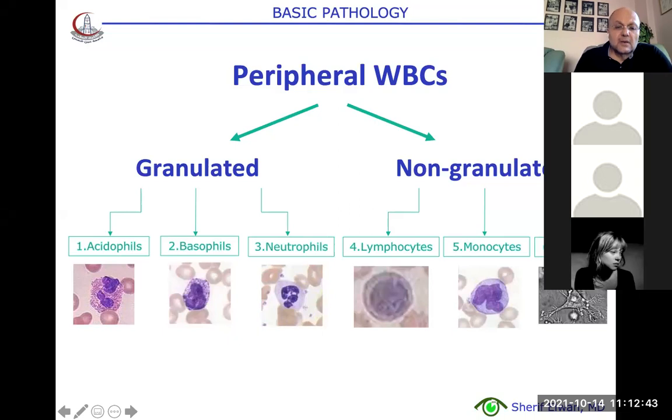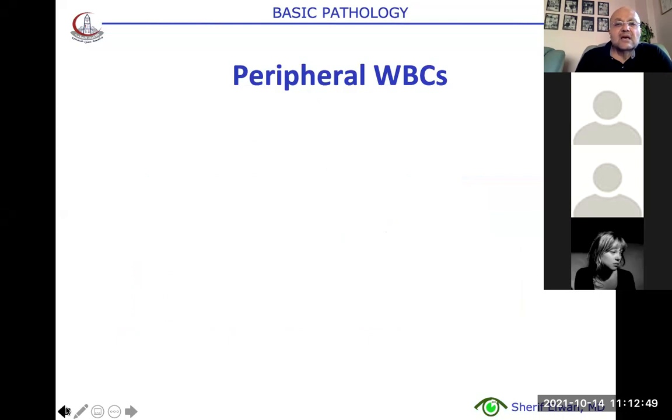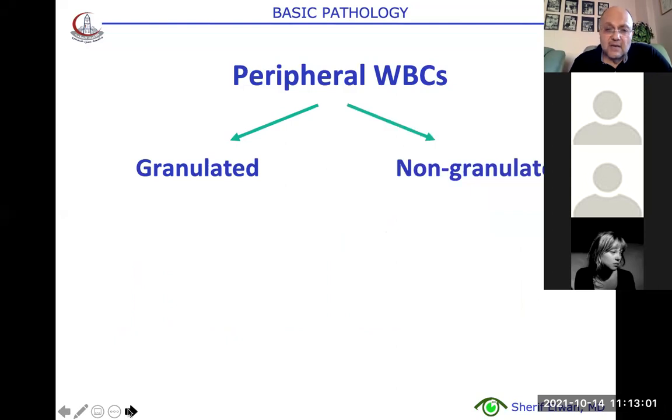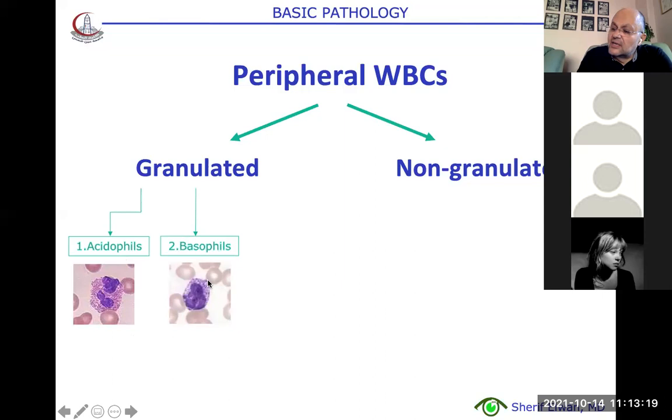So once more, the peripheral white blood cells are two types. The type 1 is granulated white blood cells, where the cytoplasm is full of granules. The non-granulated type, where the cytoplasm is smooth. Granulated cells are acidophils, where the cytoplasm is full of red stained granules. This is the acidophil. The basophil, on the contrary, the basic cytoplasm is basophil stained blue.